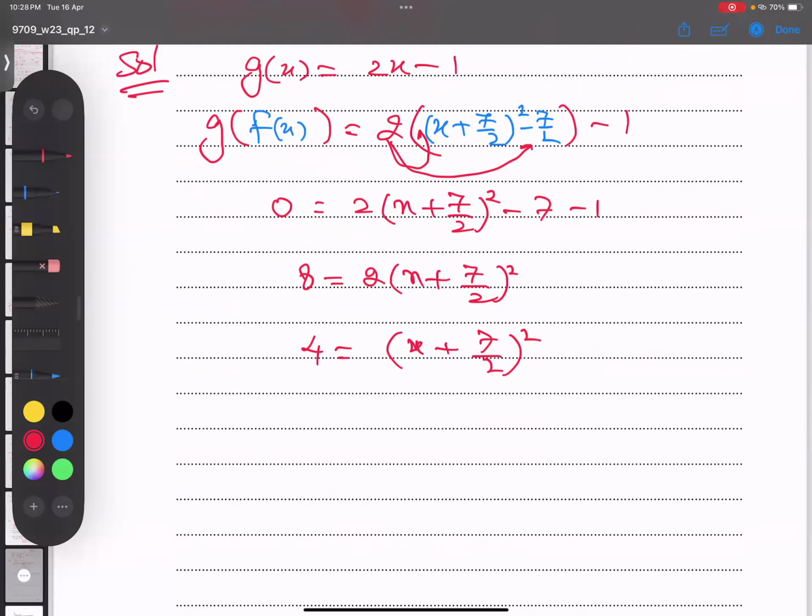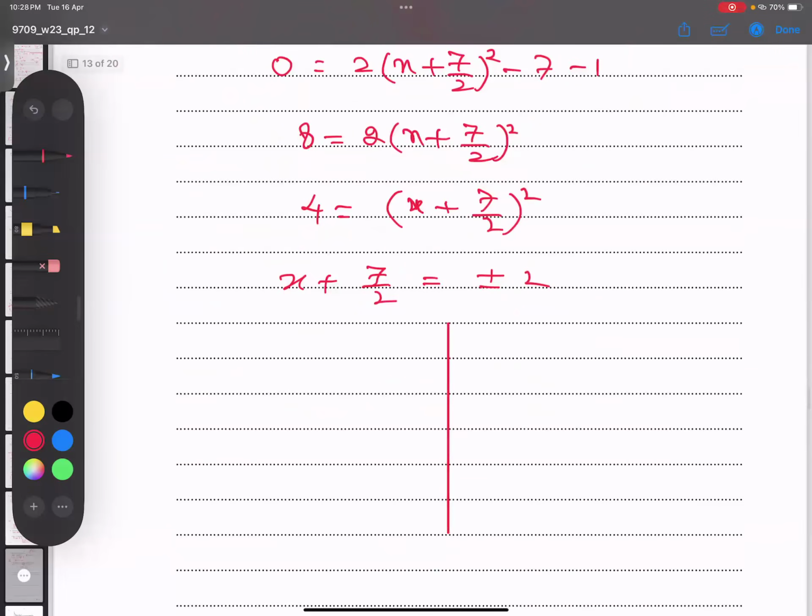Here, take the root of both sides. I will get one time plus 2 and one time minus 2. And I think you're understanding: x plus 7 over 2 equals 2, and x plus 7 over 2 equals negative 2. So if I subtract 7 over 2 from 2, I get the answer negative 3 by 2. The second answer, I'm getting negative 2 minus 7 divided by 2, and I get negative 11 by 2.